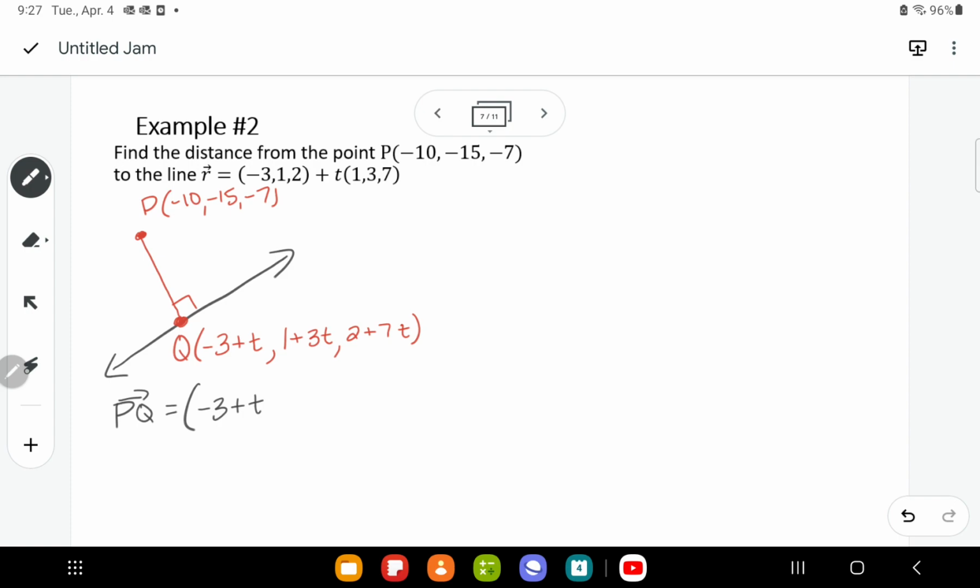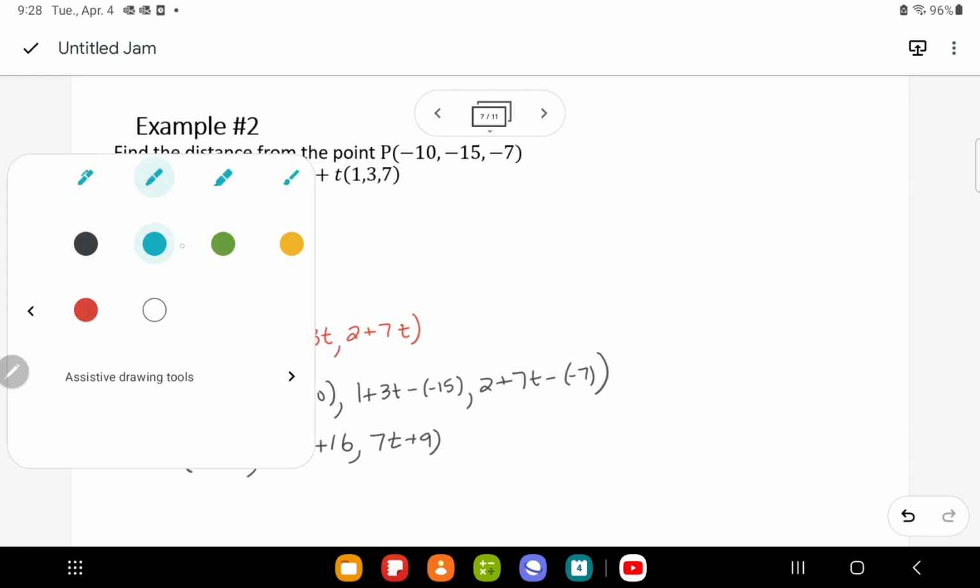So -3 plus t, and I'm going to show my work here. I'm doing minus -10. That's my x. Then I have 1 plus 3t minus -15. Of course, you can go right to making those minus negatives positive, but I really want to show this and not mix people up with why those are changing sign. Okay, so here, -3 plus t plus 10, I get t plus 7 for my x component. Then my y, I get 3t plus 16. And then the z's, I get 7t plus 9. So this is vector PQ.